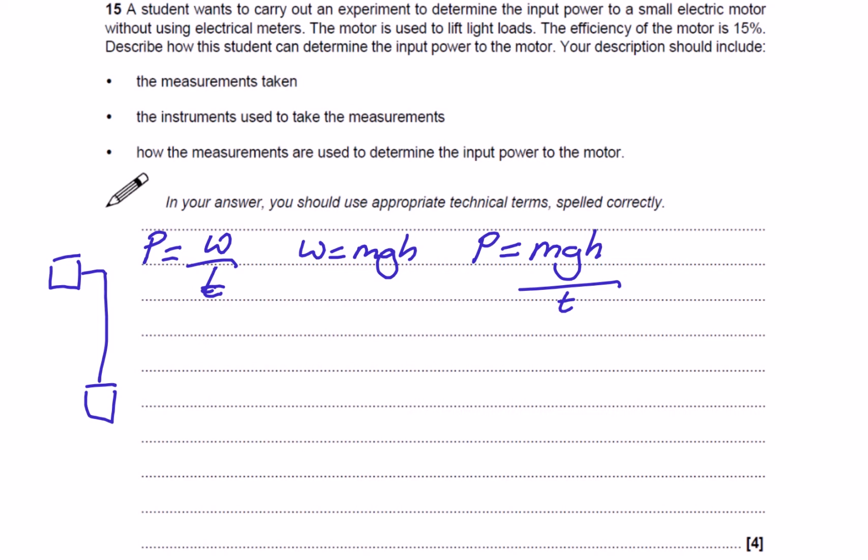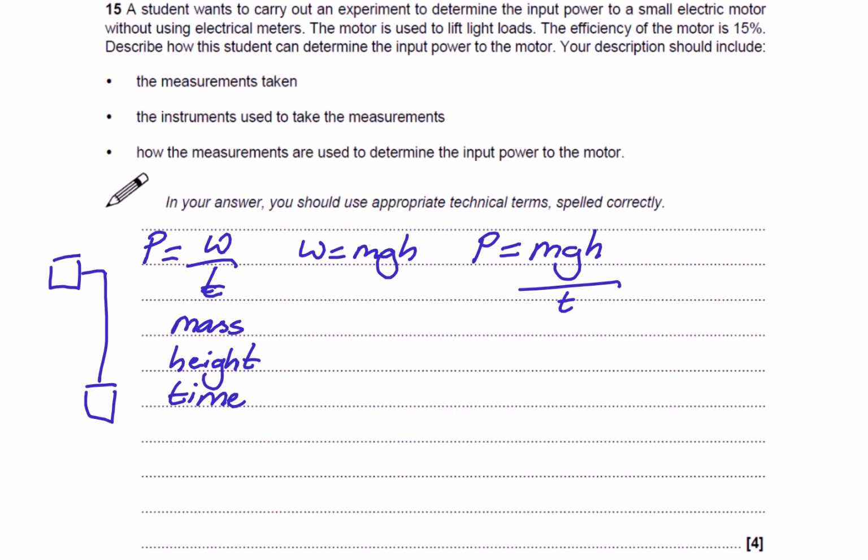Now I've got it set up so I can see what things I'm going to need to measure. I'm going to need to know the mass of the weight. I'm going to need to know the height that I'm going to lift it through. g would be 9.81 meters per second squared, and I need to know the time. So my measurements are going to be mass, the height, and the time.